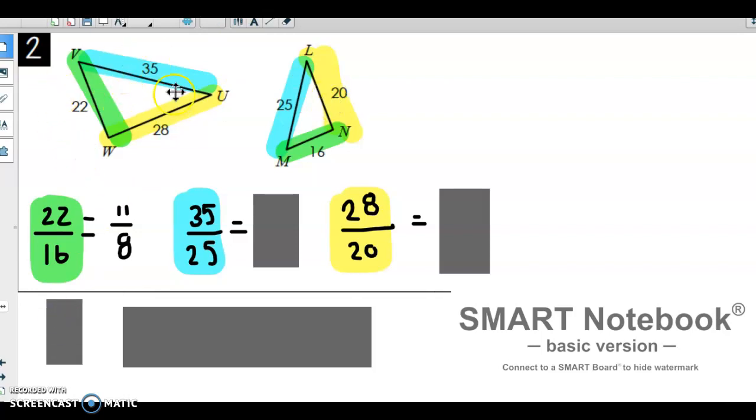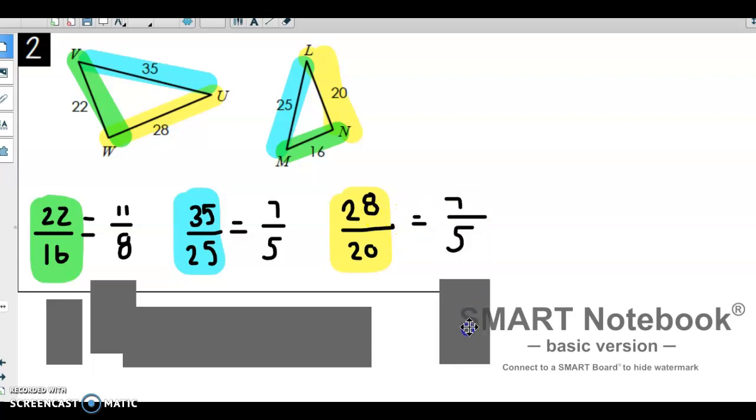Now let's check out the blue sides, VU and LM. We have 35 over 25. So the biggest number that divides evenly into 35 and 25 is 5. So 35 divided by 5 is 7, and 25 divided by 5 is 5. Alright, then for our last pair of corresponding sides, we have WU and LV. So 28 over 20. I'm comparing this triangle to this one. So the biggest number that divides evenly into 28 and 20 is going to be 4. So 28 divided by 4 is 7, and 20 divided by 4 is 5.